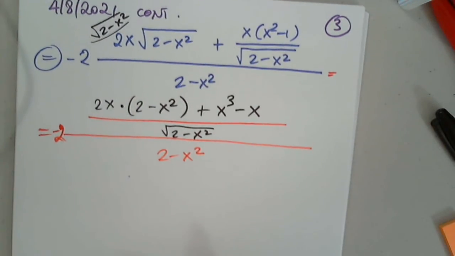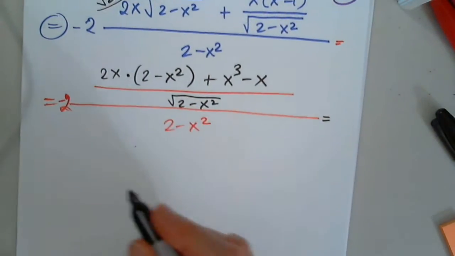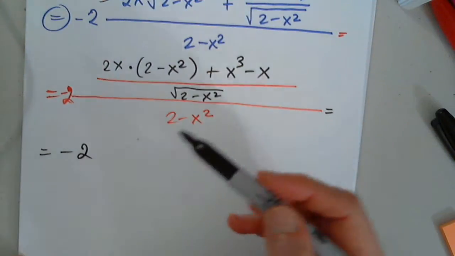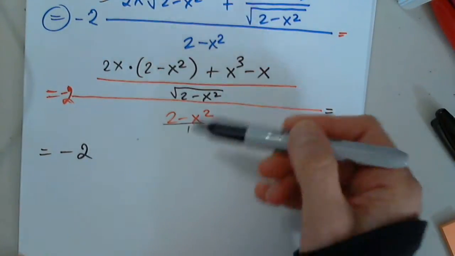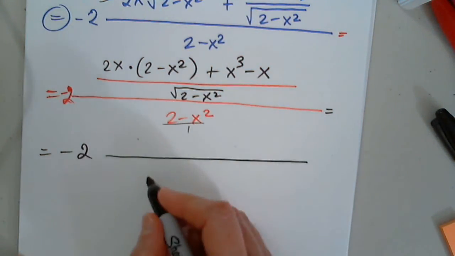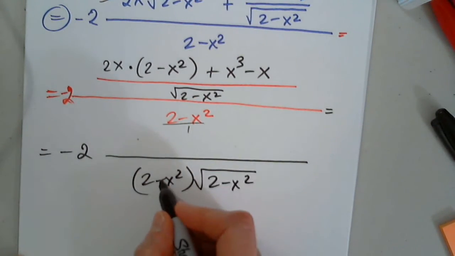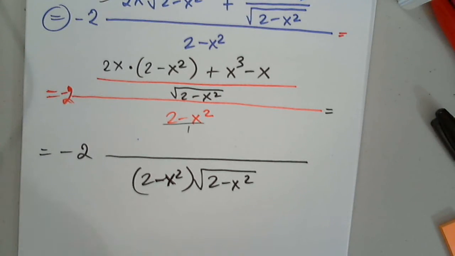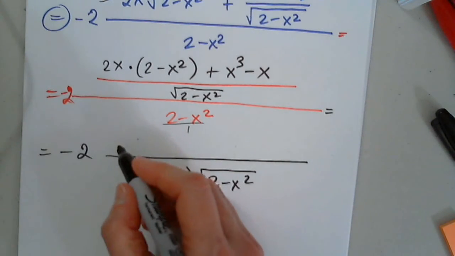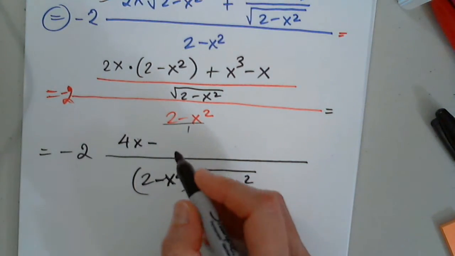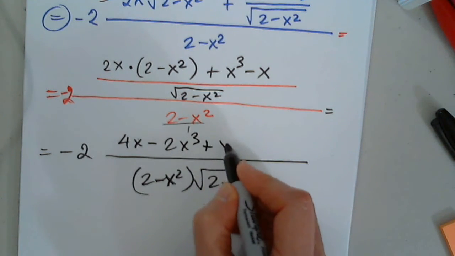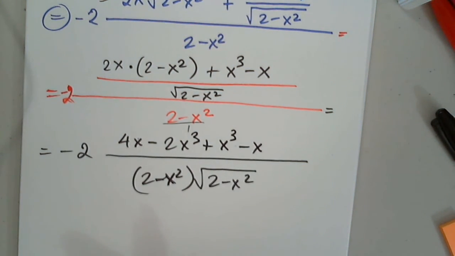Okay, so now let's see what we can do here. Hopefully we can simplify a little bit. So this is, when I put this over 1, I will flip, so then the denominator becomes 2 minus x squared and the square root of 2 minus x squared. So now the numerator is 4x minus 2x cubed plus x cubed minus x.